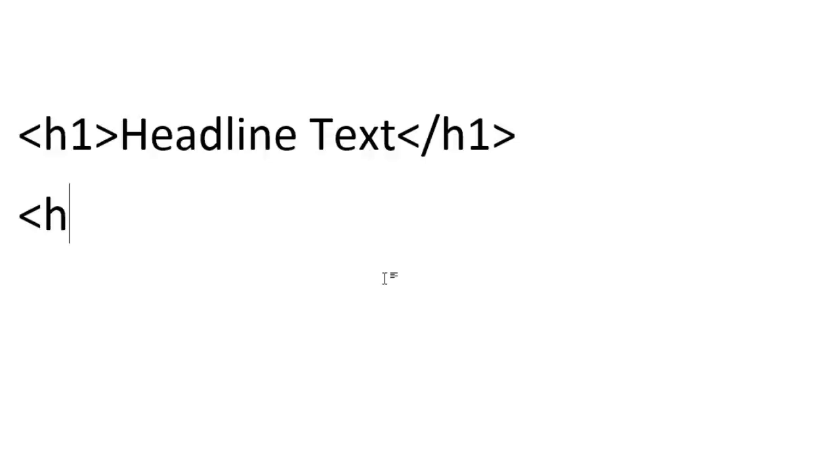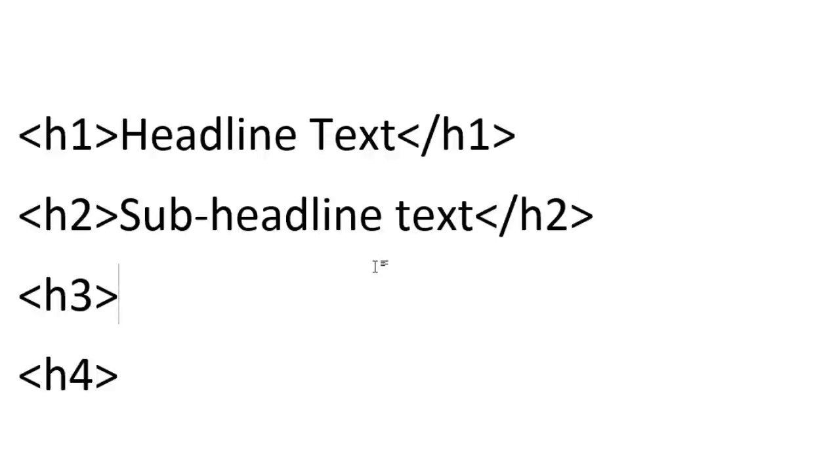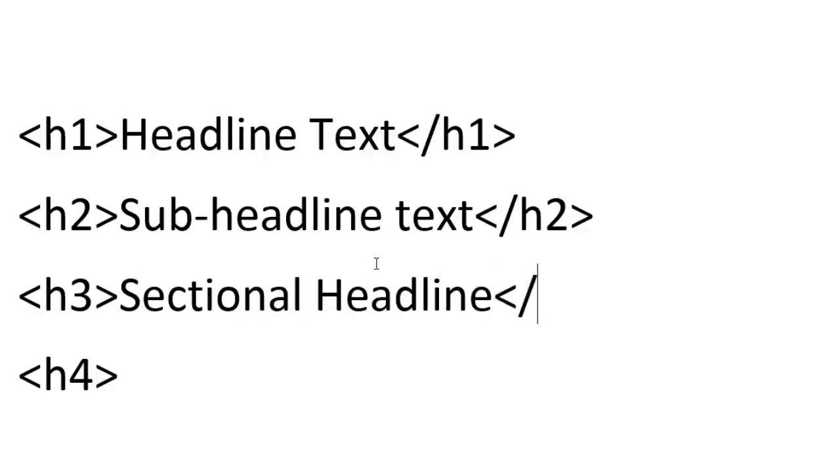So if you want to decrease in size, it's going to go from H2, H3, H4, and so forth and so on. And you would do this exact same thing. This could be something like a subheadline text, and then we can close that off with /H2. And this could be something like a sectional headline, and we close it off in H3. So as the number gets bigger, the heading gets smaller, but it's still a headline.